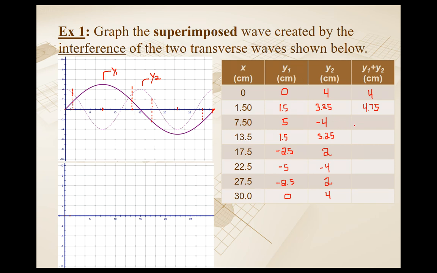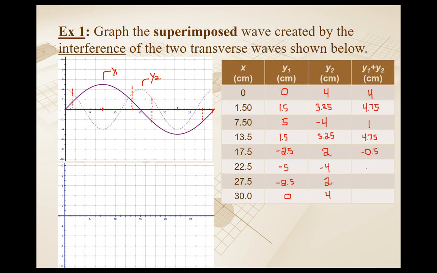At 7.5, 5 and -4 would give you +1. So there's some destructive interference occurring because you're getting closer to the rest position. At 13.5, 1.5 and 3.25 would give you 4.75 again. So again, there's a bit of constructive interference occurring here. Again, if the amplitude of one of your waves gets bigger, it's constructive interference. If it gets smaller, it's destructive interference. -2.5 and 2 would give you -0.5.